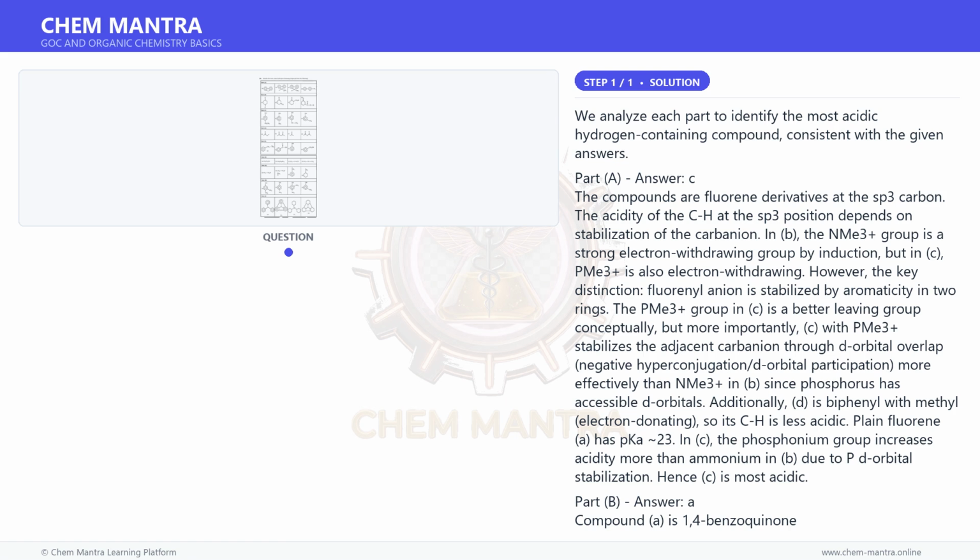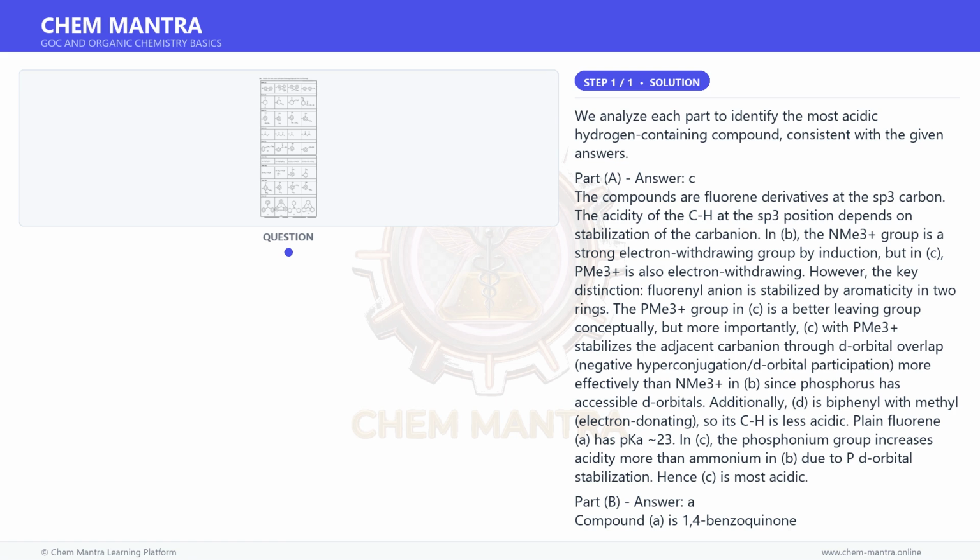Part H. Answer C. All are nitrophenols. A appears to be 2,6-dinitrophenol or similar. B, 4-nitrophenol. C, 2,4-dinitrophenol. D, 3-nitrophenol. 2,4-dinitrophenol has both ortho and para NO2 groups maximizing resonance and inductive stabilization of phenoxide, pKa about 4.0. 2,6-dinitrophenol has steric interference making the ring nonplanar, reducing resonance. Thus 2,4-dinitrophenol, C, is most acidic.